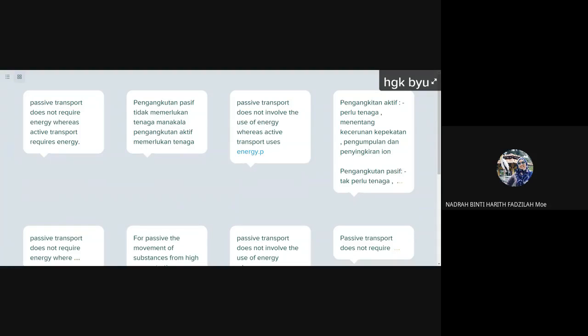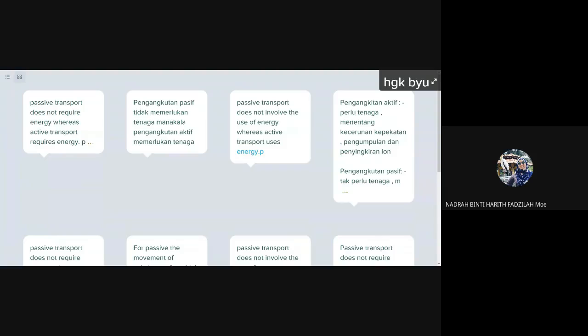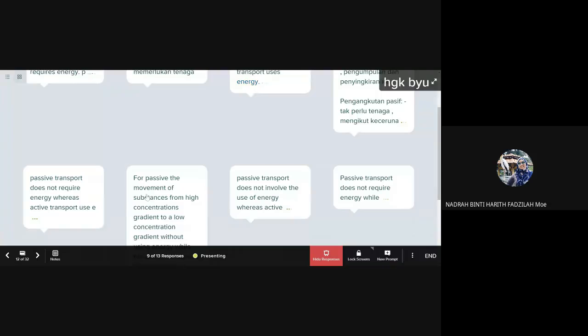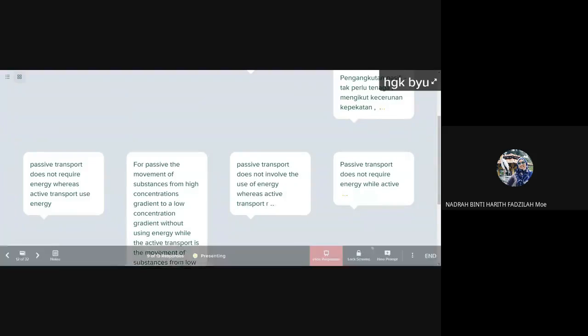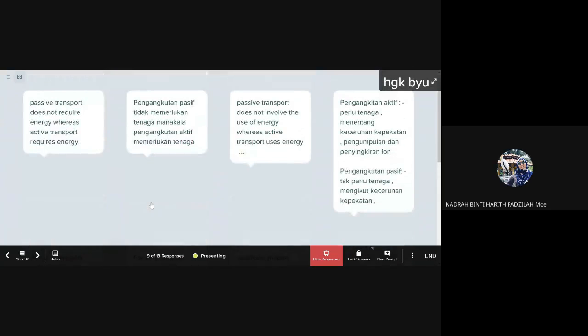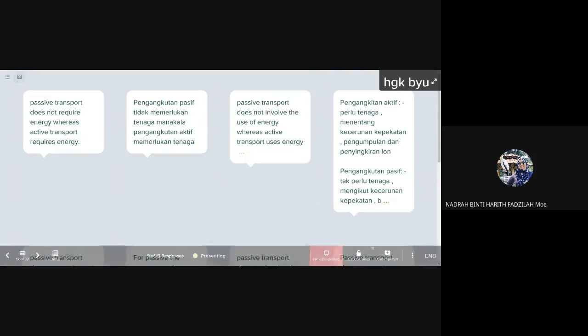Yes, I agree with you. The most significant difference, perbezaan yang paling jelas antara keduanya ialah the requirement of energy. Bagus. Passive transport does not involve the use of energy, whereas active transport use energy. Bagus. Okay. I agree with you.